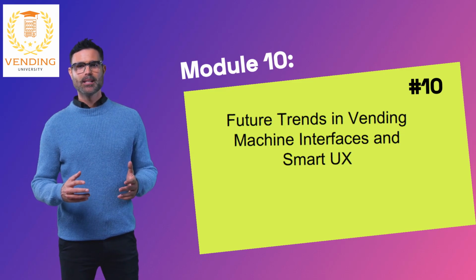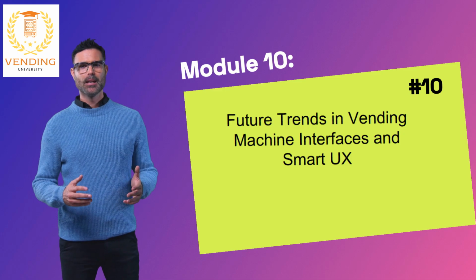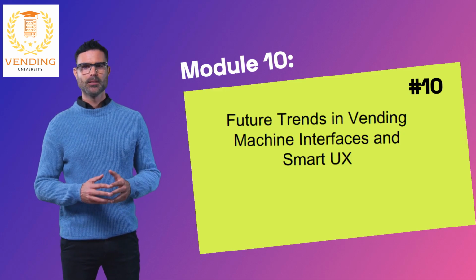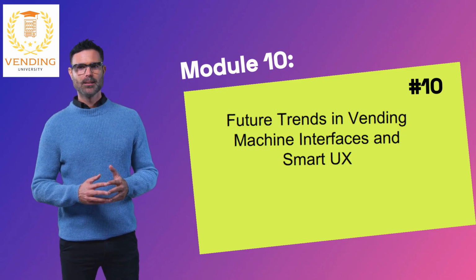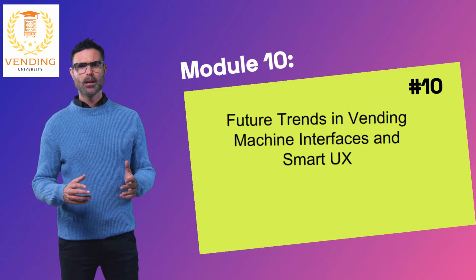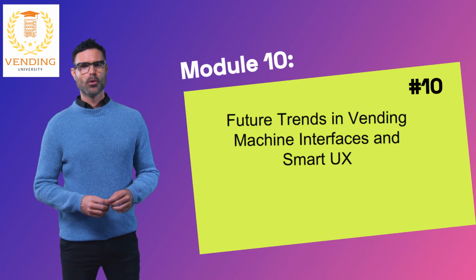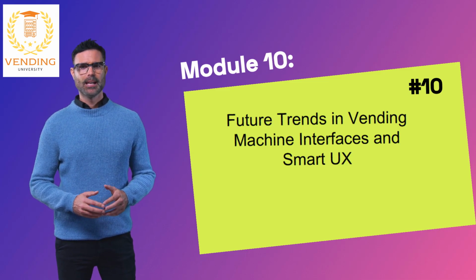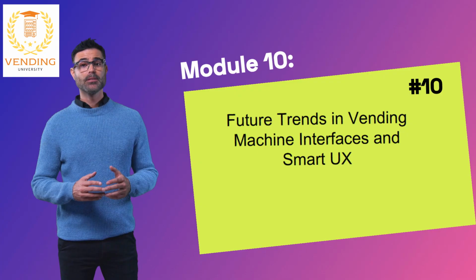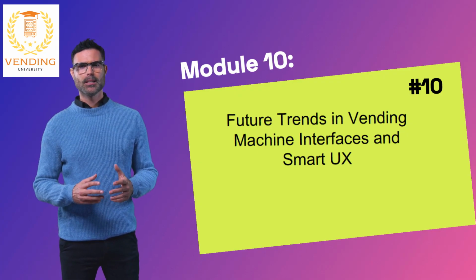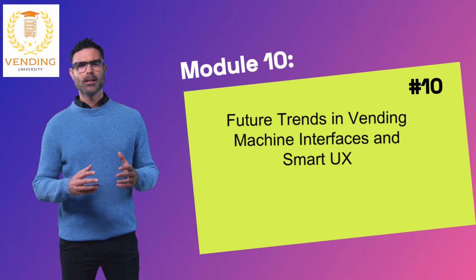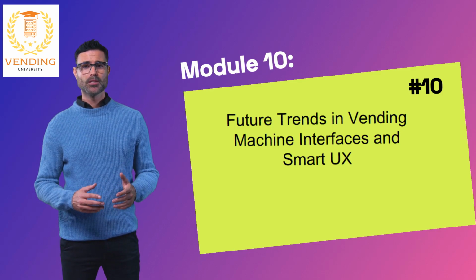Moreover, IoT connectivity allows machines to report real-time data on sales, maintenance needs, and customer preferences, enabling proactive management and tailored marketing. Augmented reality, AR, is also on the horizon, offering immersive ways to explore product details or promotions via smartphone interaction. This creates engaging experiences that blend physical and digital shopping. This module highlights how smart UX is moving beyond static screens toward interactive, adaptive, and personalized systems. Embracing these innovations will help vending operators deliver exceptional customer experiences and future-proof their business.